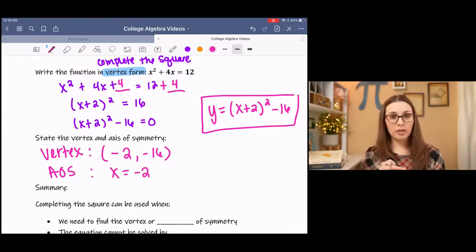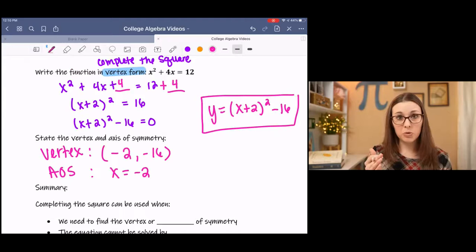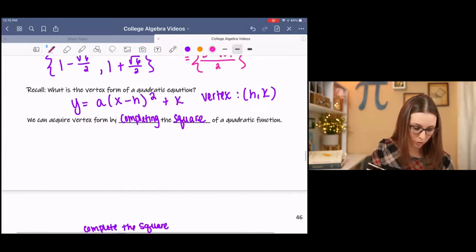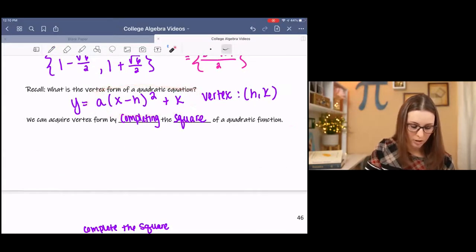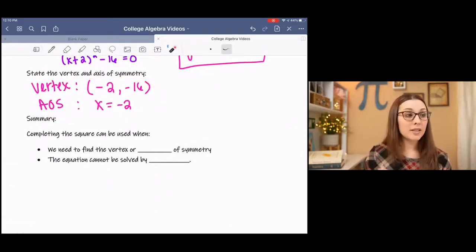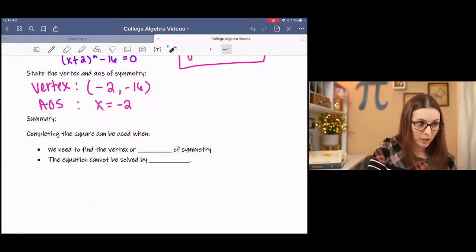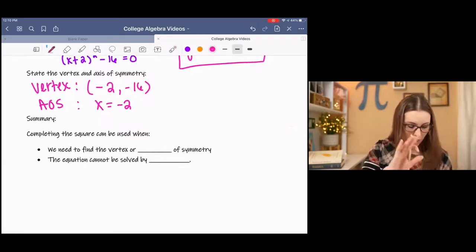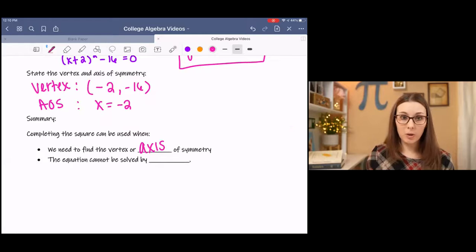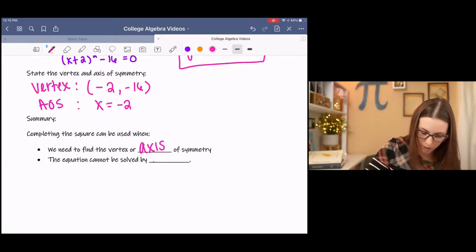Now, I kind of went over that quickly because I already did a video on vertex form. So if you got lost there, you might go back and reference that. But I'm using this general form to help me find this here. So in summary, we can use completing the square when we need to find the vertex or the axis of symmetry. And we can also use completing the square when the equation cannot be solved by factoring.